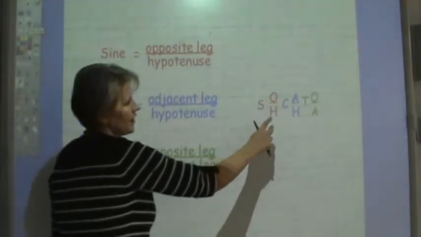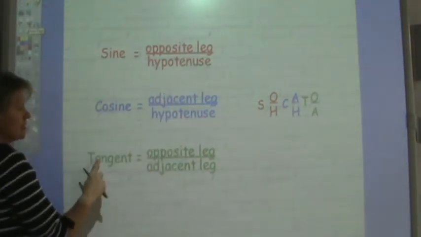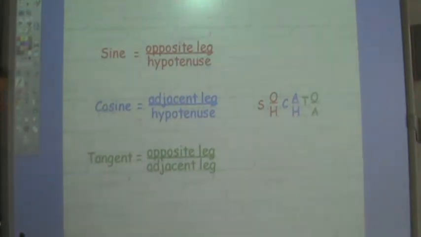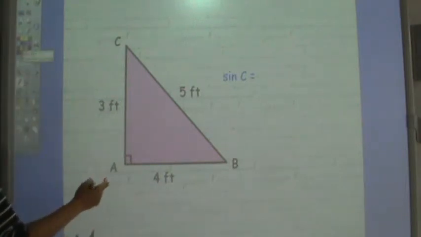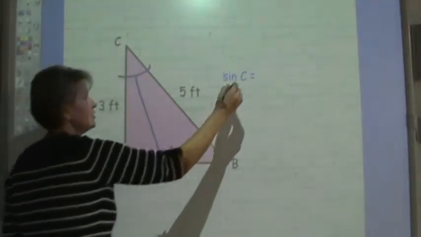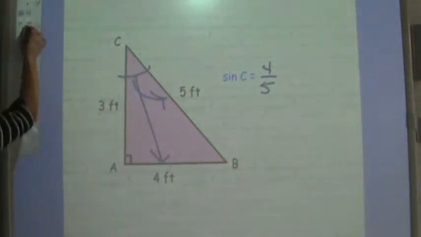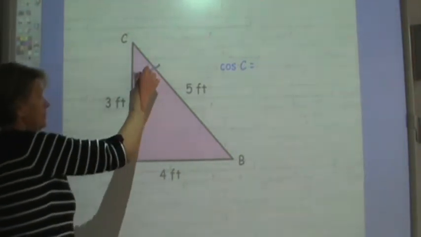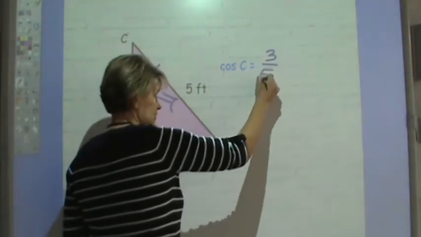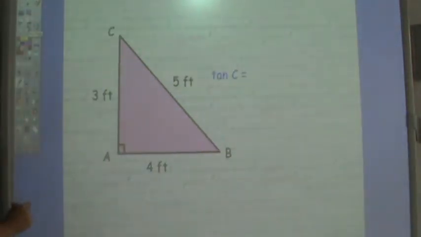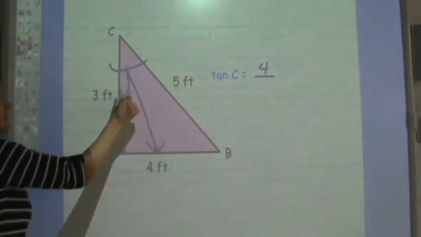And then I mentioned this briefly the other day, SOHCAHTOA. Sine is opposite leg over hypotenuse. Cosine is adjacent leg over hypotenuse. Tangent is going to be opposite leg over adjacent leg. So to put that into practice, if we did sine of C, sine would be opposite, which is 4, over hypotenuse, which is 5. If I did cosine of C, that would be adjacent, which is 3, over hypotenuse, which is 5. Tangent of C would be opposite, which is 4, over adjacent, which is 3.